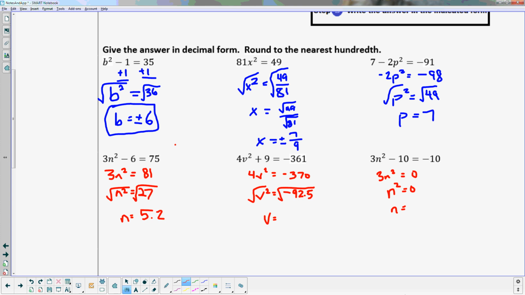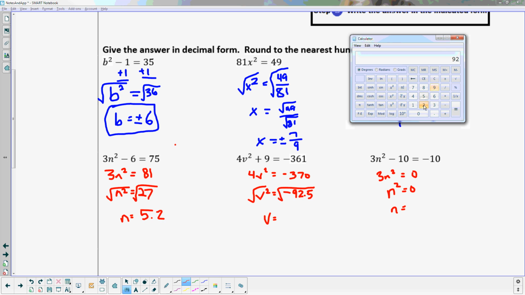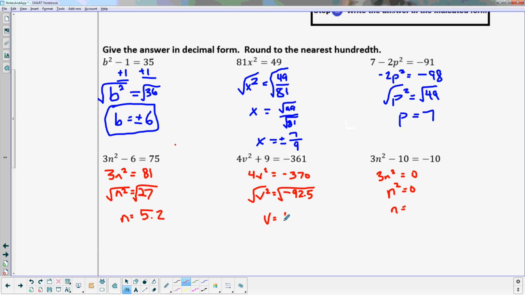On the next one, I get the square root of negative 92.5. Notice, even my computer freaked out at me, and it gives me an invalid input. And think about that. What number could we square, multiply by itself, and get a negative value? Anytime we get a negative here, we're going to say there's no solution. We shouldn't even say v equals no solution, just say no solution.